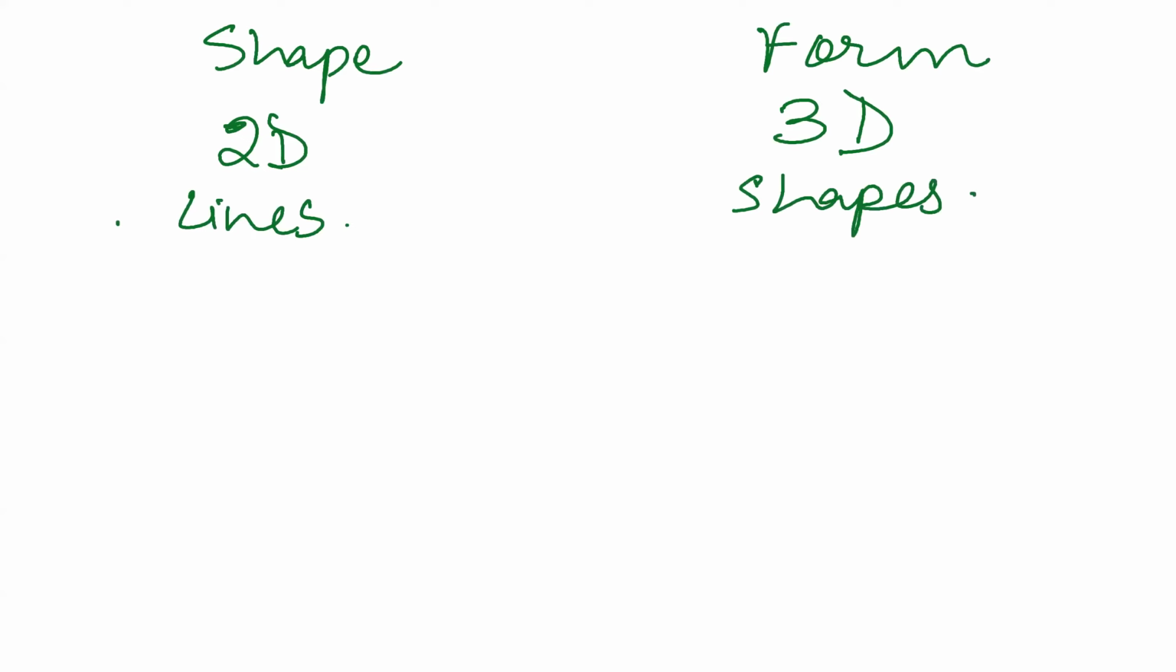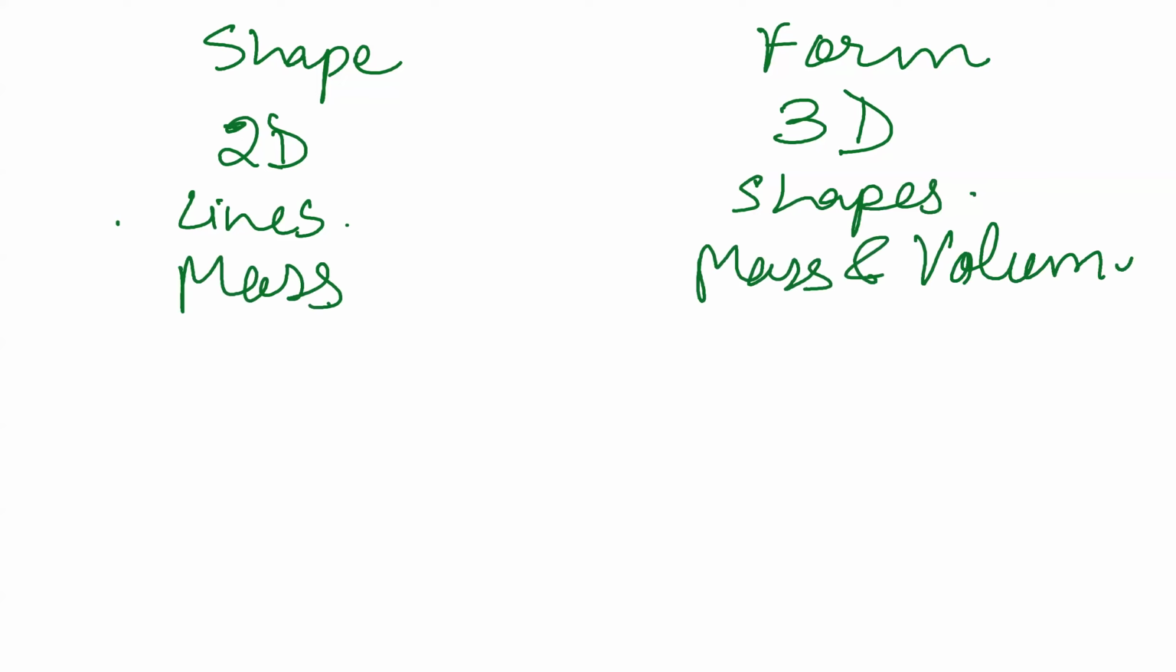Is it correct, class? Yes, ma'am. Okay. So a shape can have mass, but a form will have mass and volume both. If we look formula-wise, for a shape it is only length into breadth, but here it is length into breadth into height.